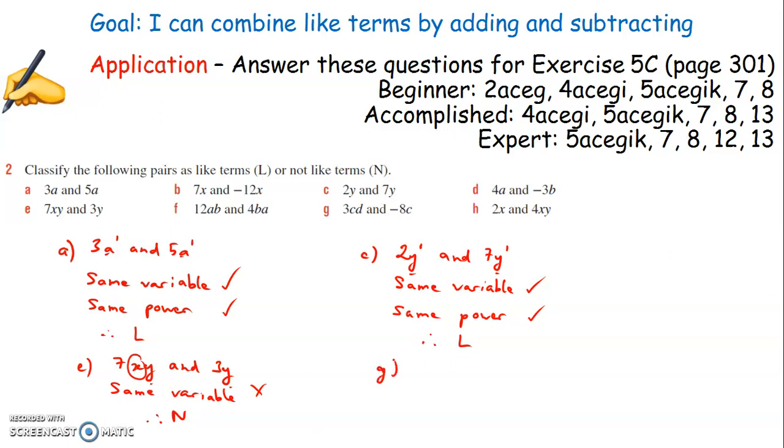And for G, we've got 3CD and negative 8C. Do they have the same variable? Both have C, but there is an extra D for 3CD. So they don't have the same variables either. So they're not like terms. Okay, so I hope this makes sense and helps you with question 2.